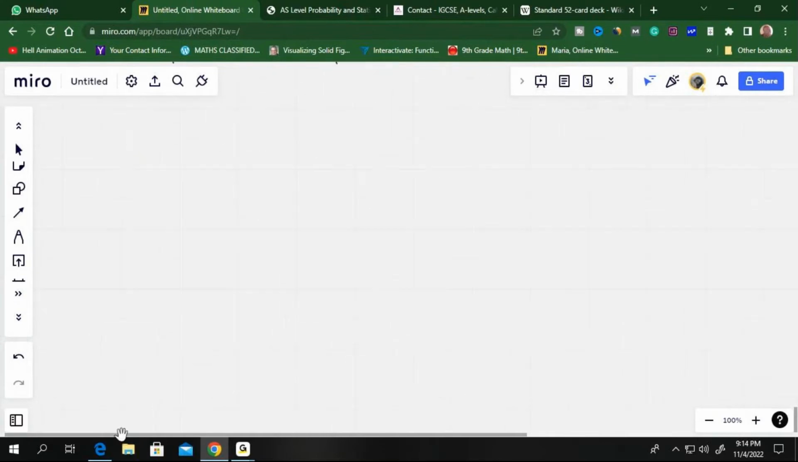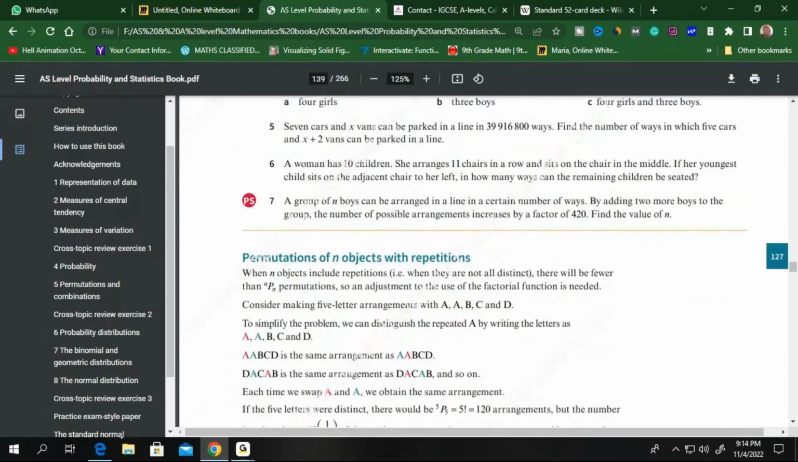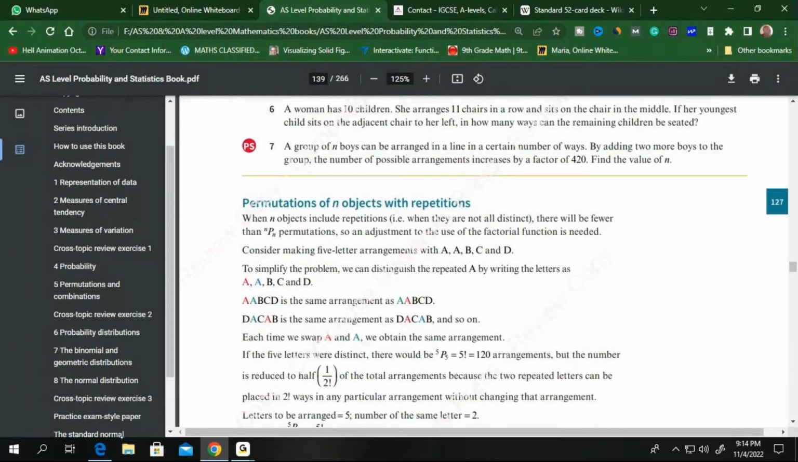All right, now the last question of this exercise. A group of n boys can be arranged. N boys, we do not know the exact number, so we just pick an arbitrary variable n. N number of boys can be arranged in a line in a certain number of ways. How many ways, we do not know. By adding 2 more boys to the group, the number of possible arrangements increases by a factor of 420. Find the value of n.